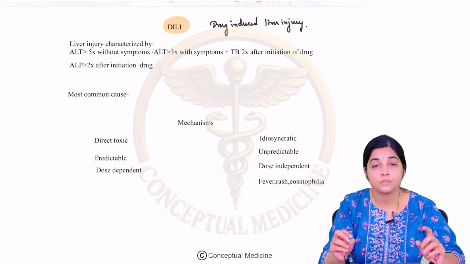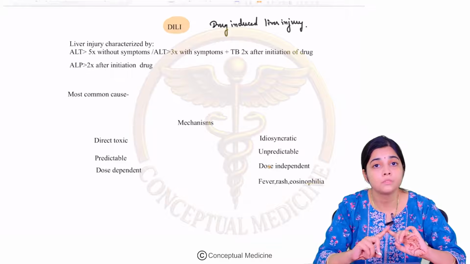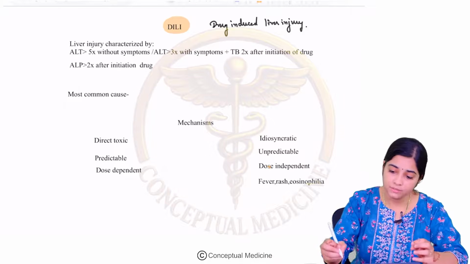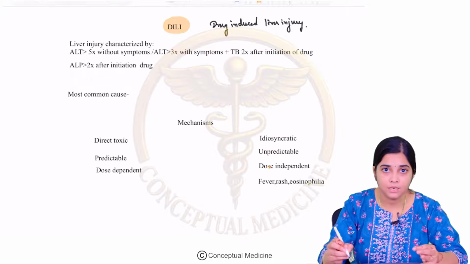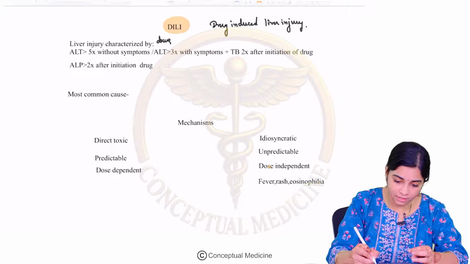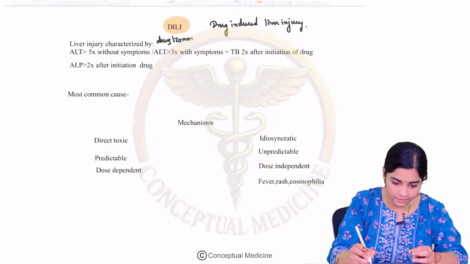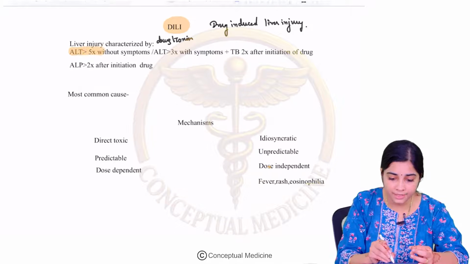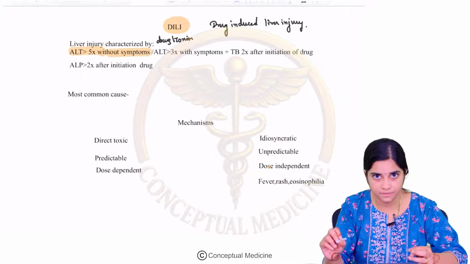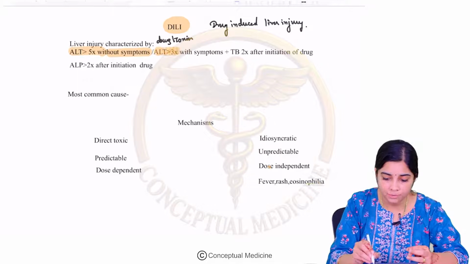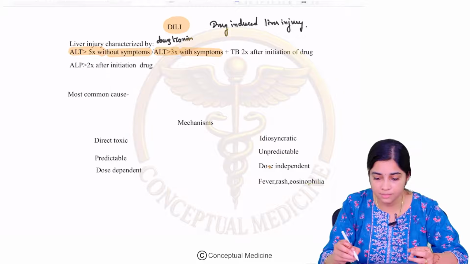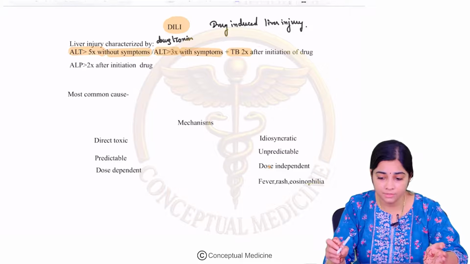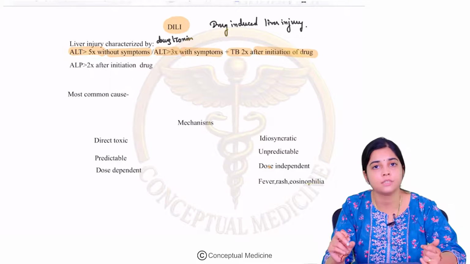Okay. So drug-induced liver injury is one of the most important and very under-recognized causes of liver injury. It is liver injury that occurs after the consumption of a drug or toxin, and it is characterized by ALT levels more than 5 times the normal without symptoms, or ALT levels more than 3 times the normal with symptoms, along with total bilirubin elevation 2 times the normal after the initiation of the drug.